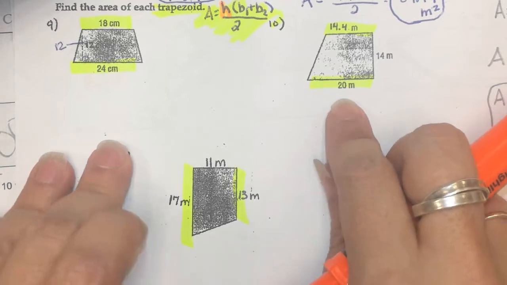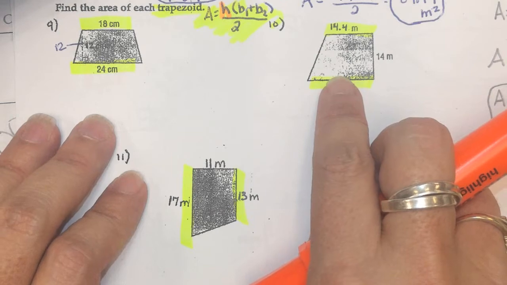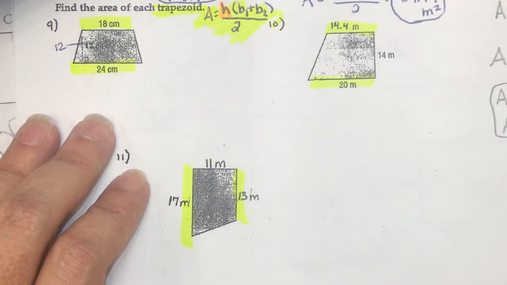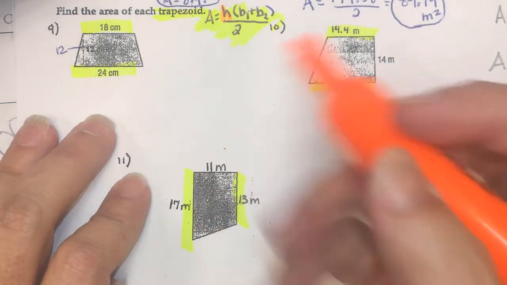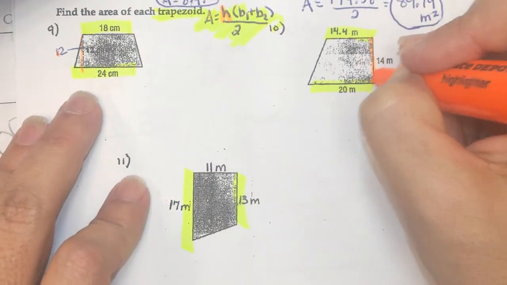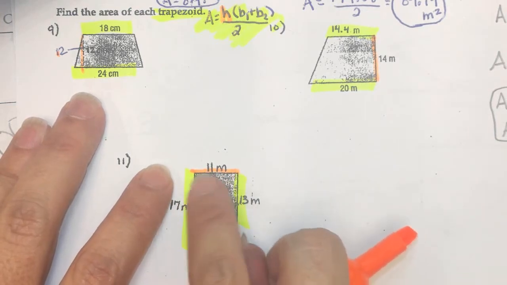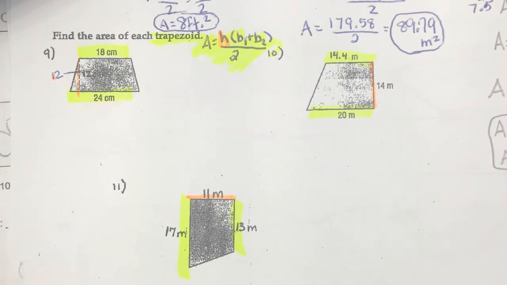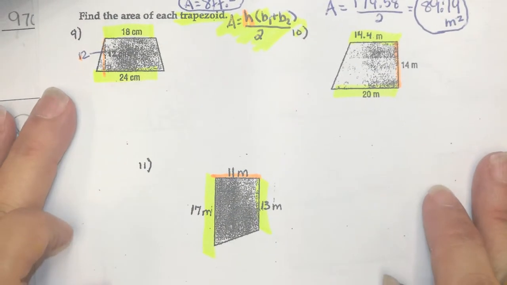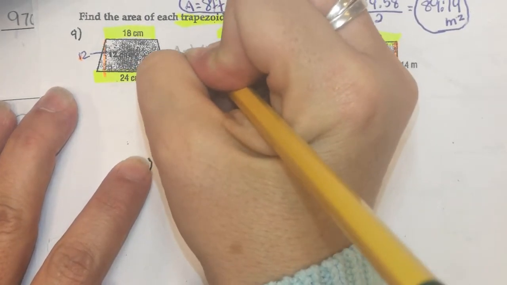Yeah, the test looks a lot like this. It's a little shorter, but yeah. But you've got to know these formulas. And you've got to be able to find the missing sides I'm highlighting. So like on this trapezoid, the height of this one is the 12. The height of this one is the 14. And this one's height, guys, height is how far apart the parallel lines are. Is that 11? Okay? Now, I'm going to start working them out. Here we go.